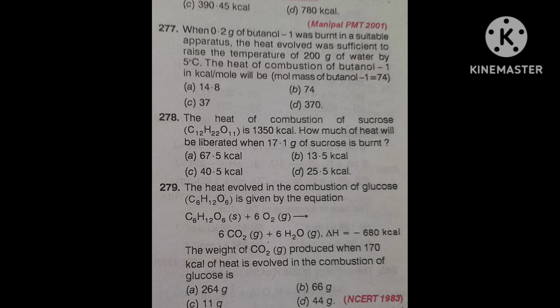Then what you have to do? The weight of CO2 produced when 170 kilocalorie of heat is evolved in the combustion of glucose is: first option 264 gram, second 66 gram, third 11 gram, fourth 44 gram.